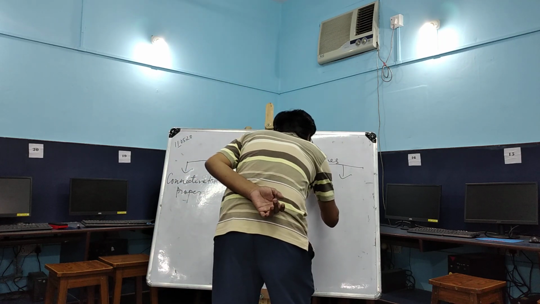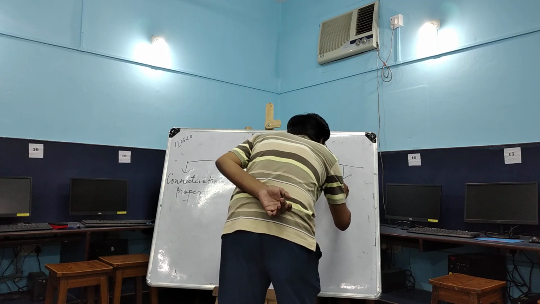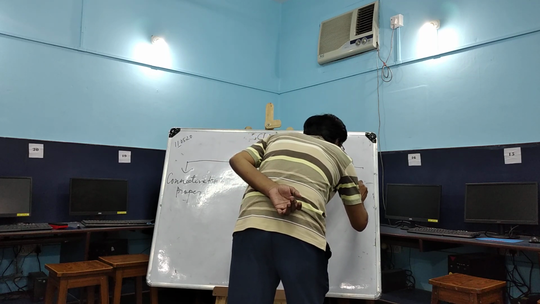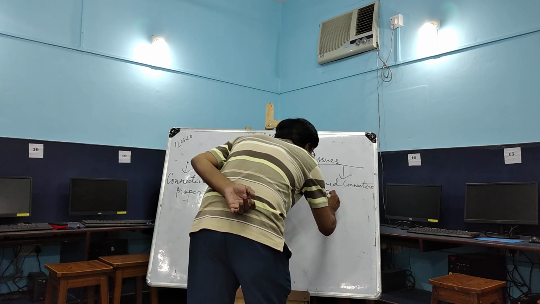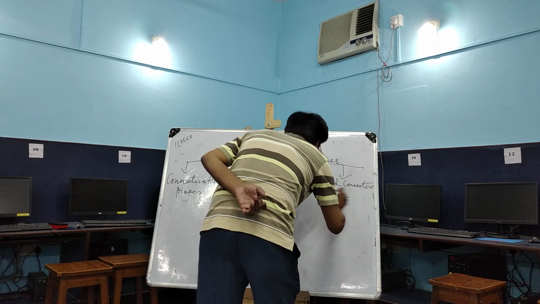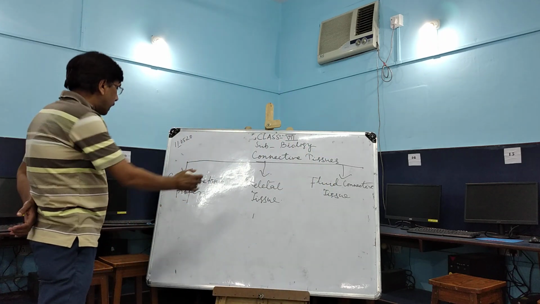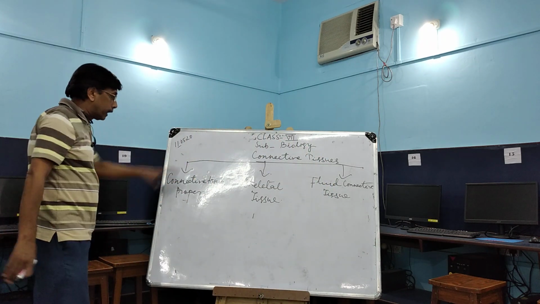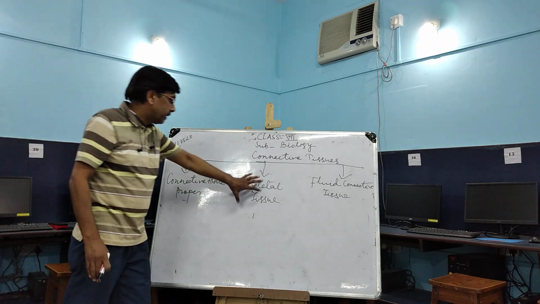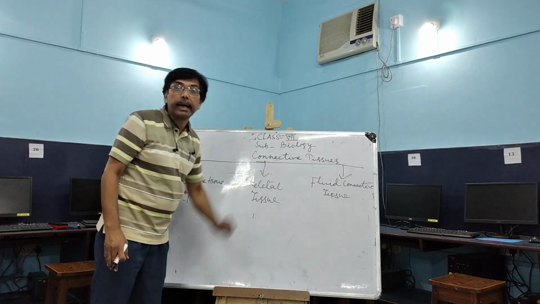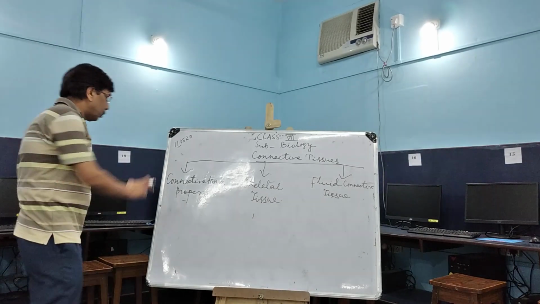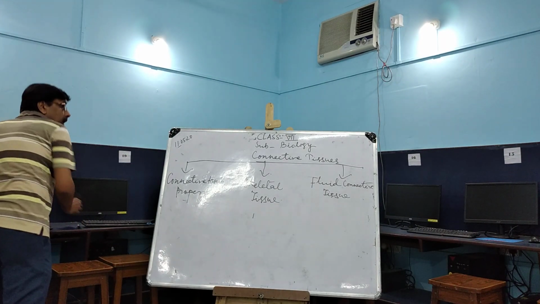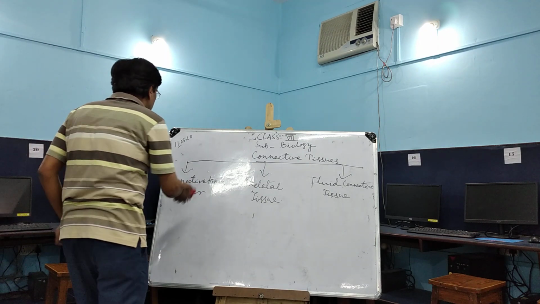And the third one, fluid connective tissue. Okay? So these are the important types of connective tissue. Connective tissue proper, skeletal tissue and fluid connective tissue. I will make you understand one by one. So first of all, connective tissue proper.